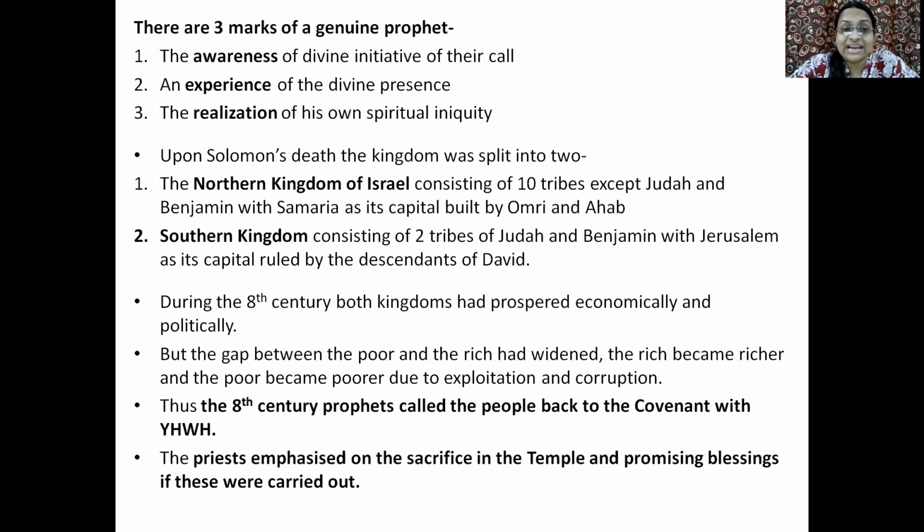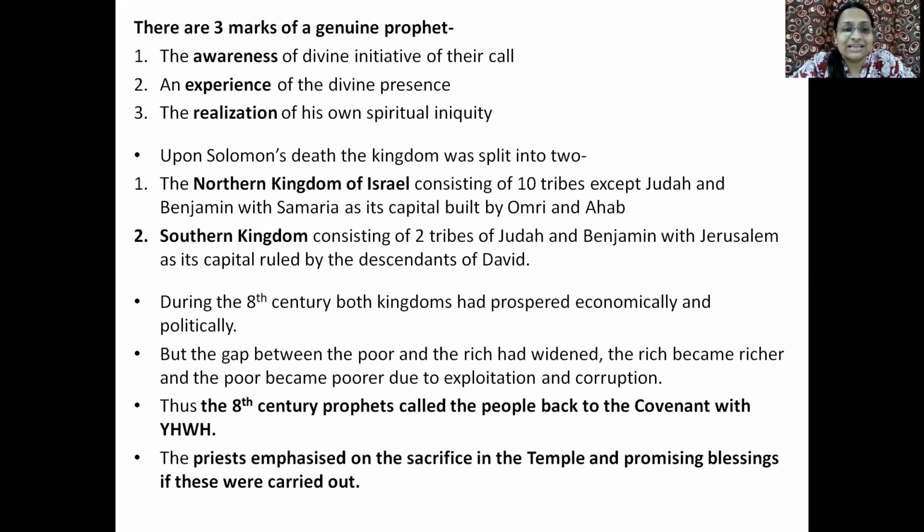Then there is a realization of their own spiritual iniquity or inadequacy. When they are aware of the divine initiative, and when they experience the divine presence, automatically they start feeling that they are sinful. They feel that they are nothing before God, they are dirty, they are guilty before God. And then God cleanses them and purifies them, so they realize that they are nothing but an instrument in God's hand. They realize that spiritually they are extremely dark, extremely dirty, and God cleanses them. So these three things are very important, and they are called the three marks of a genuine prophet, which should be found in every prophet. In one way or another, it is mentioned in almost all the prophetical books about the prophet.